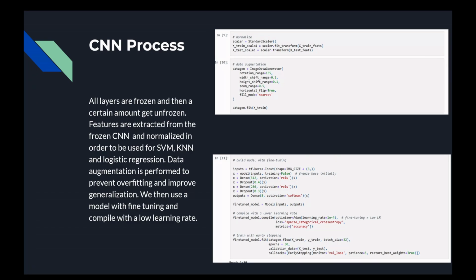Features are extracted from the frozen CNN and normalized in order to be used for SVM, KNN, and logistic regression. Data augmentation is performed to prevent overfitting and improve generalization. We then use a model with fine-tuning and compile with a low learning rate.